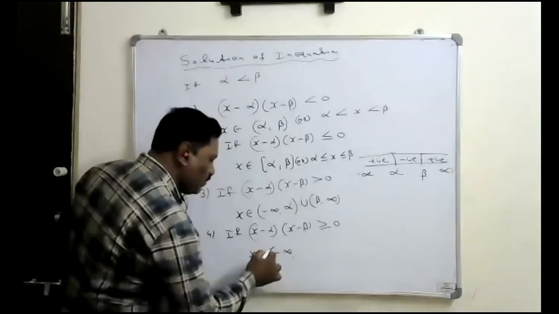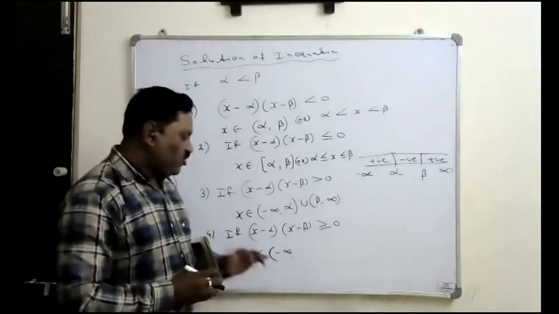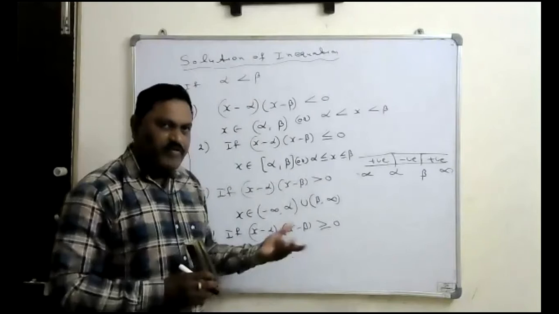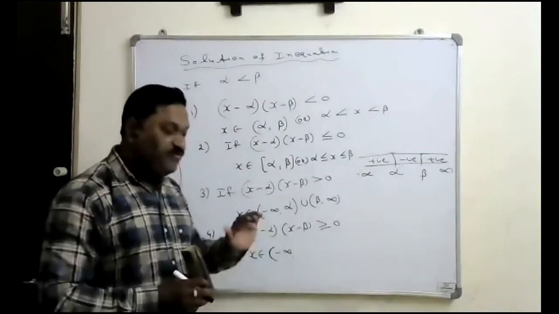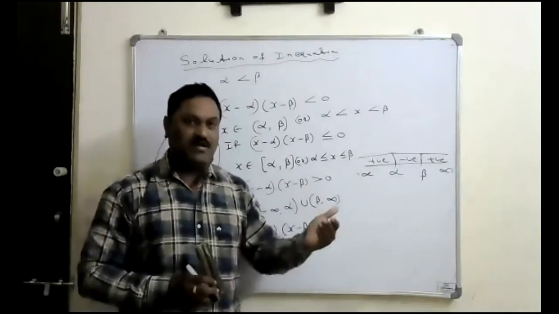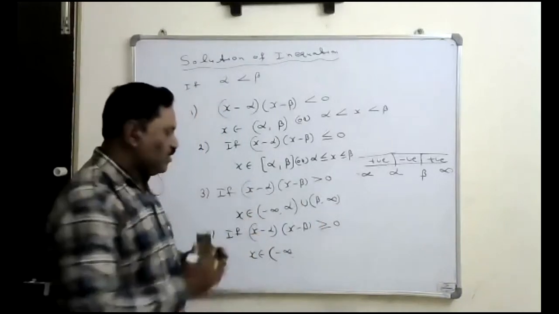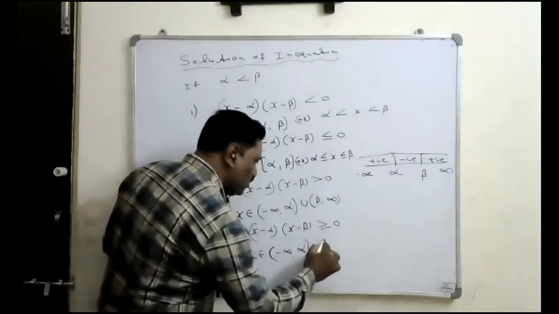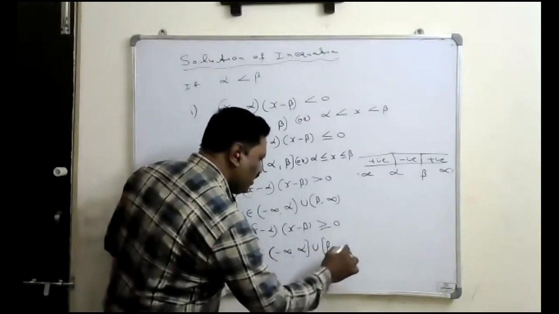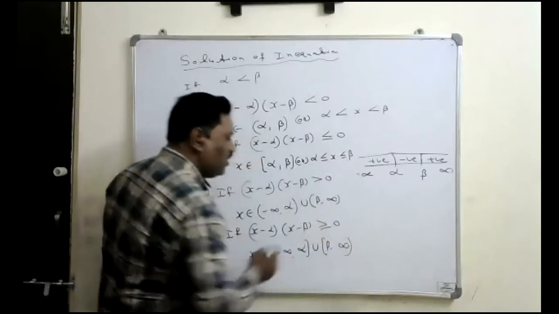With minus infinity, every time we have to keep an open bracket. Why? Because infinity means we don't know the exact value. So infinity means we have to take up to infinity, not exactly infinity. That's why you have to take the open bracket. So minus infinity to alpha closed, or beta closed to infinity open. So this is the interval we have to remember.